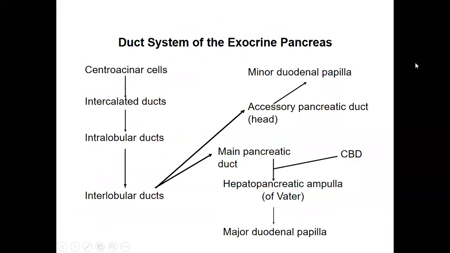The duct system of the exocrine pancreas. This is the ductal system of the exocrine pancreas. From the centroacinar cell to the intercalated duct, it goes toward the larger ducts, which are the intralobular duct and then the interlobular duct. The interlobular duct will go to either the accessory pancreatic duct or the main pancreatic duct. The main pancreatic duct will later join the common bile duct to form the hepatopancreatic ampulla, or ampulla of Vater, and then it will open at the major duodenal papilla. The accessory pancreatic duct will open at the minor duodenal papilla.